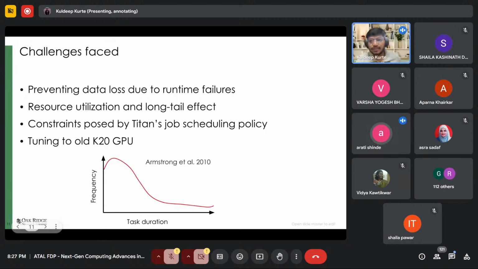I think some disturbance is there. Yes, yes. Arki ma'am, please unmute yourself. Mute yourself.